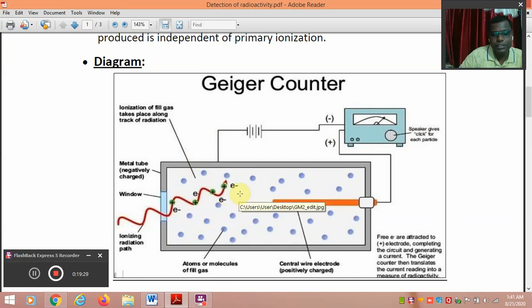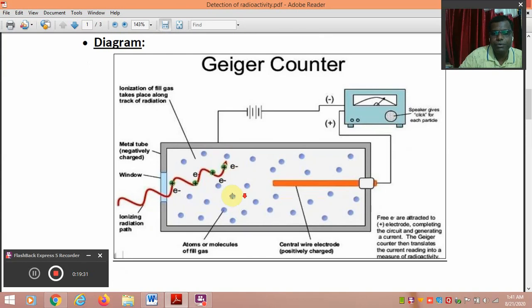So in the next part of this video, or in the next part of this lecture, we will discuss the actual working of the GM counter, how it works, and what the advantages or disadvantages of the GM counter are. Definitely that will be the part of the next lecture.